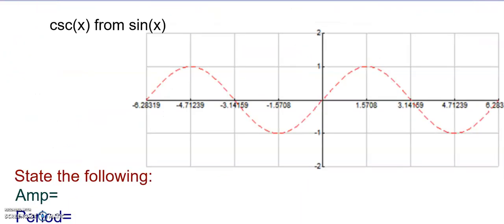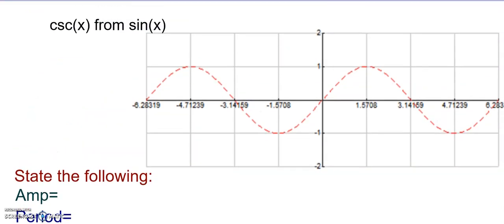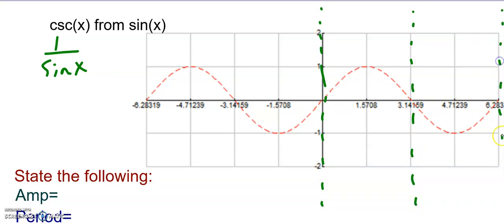Let's do cosecant. So cosecant we're going to get from the sine function because I know it is a reciprocal of the sine function. So cosecant is 1 over the sine of x. So anywhere that sine of x is at 0, cosecant is going to have an asymptote.